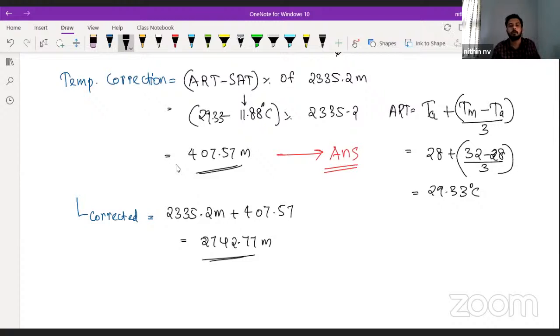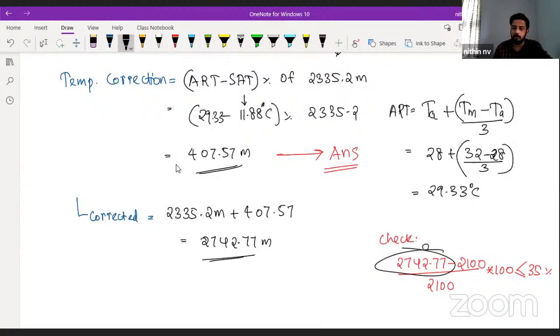Here actually we have a check. This value 2742, this percentage change: initially we have the basic length 2100, and now we got this answer. This percentage change should always be less than or equal to 35%. You have to make sure that you are getting less than 35%. If not, you just keep this value equal to X, keep this as 35%, then calculate what this maximum value can be. If you calculate, you will get less than 35% most of the time. Don't worry.